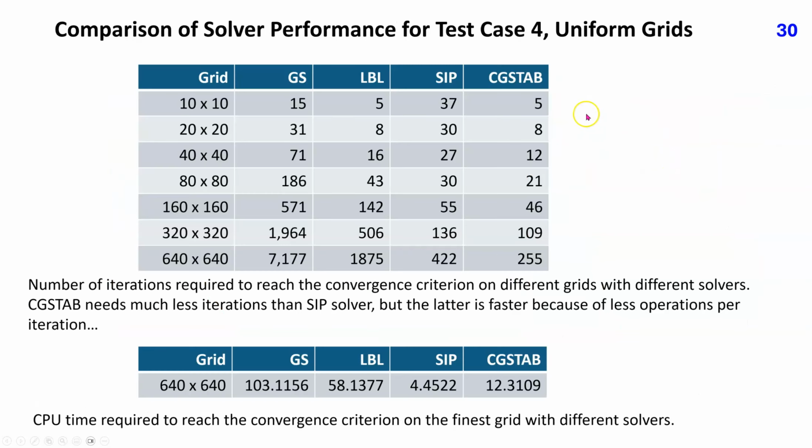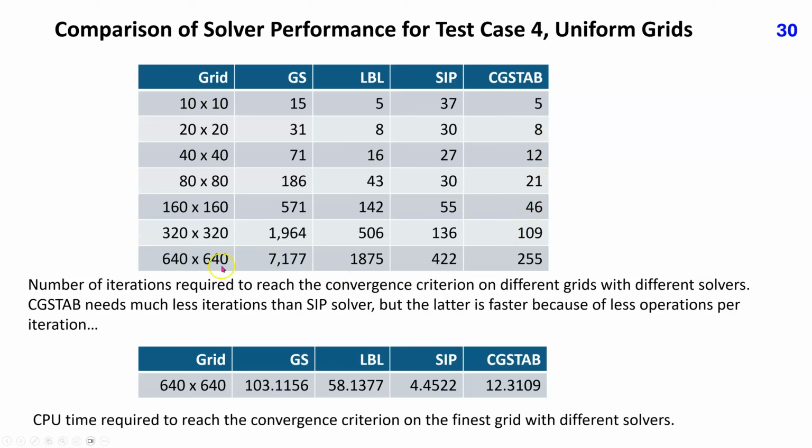The first table in this slide shows the number of iterations required to reduce the residual norm by 6 orders of magnitude for each grid and the solver used when the grids are uniform. We see that the number of required iterations to meet the convergence criterion increases with each grid refinement by a factor of about 3.7 for the GS and LBL solvers, 3.1 for the SIP solver, and 2.3 for the CG stub solver.